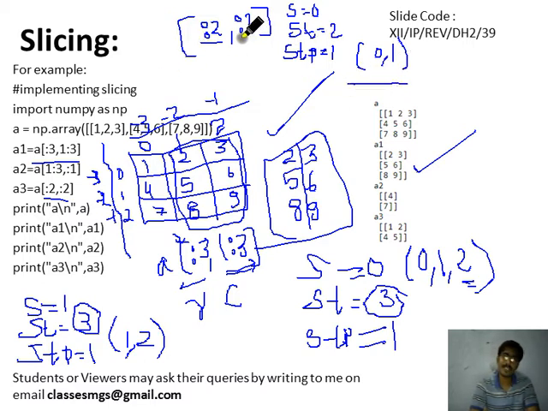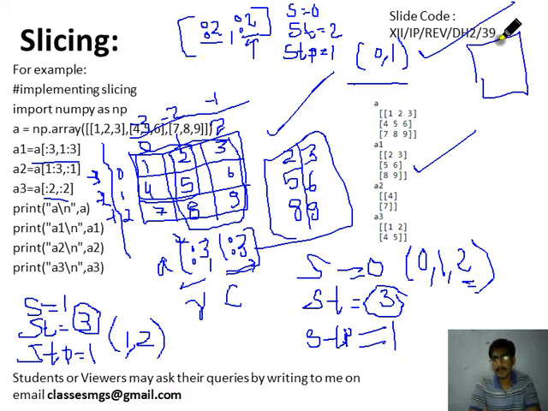Similarly there is colon 2 for column filtering, so in the same way 0 1 columns will be selected. So 0 1 rows and 0 1 columns. So what will be the output? 0 1 rows and 0 1 columns, 1 2 4 5. So the output will look like this: 1 2 4 5. 1 2 4 5 will be the answer. Okay, so if you print A3, this is the answer.